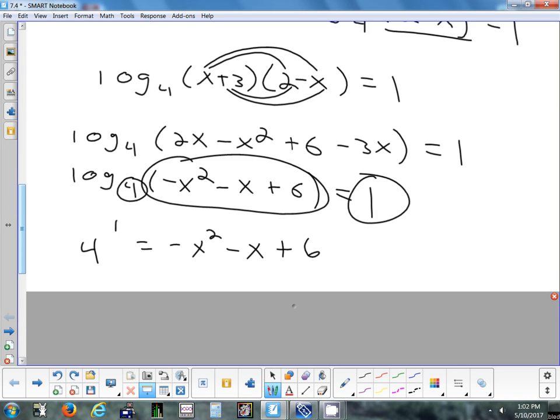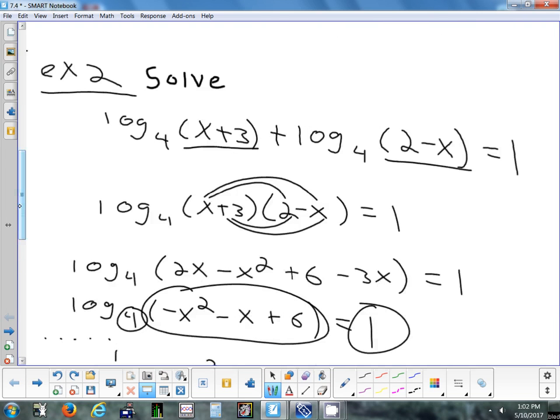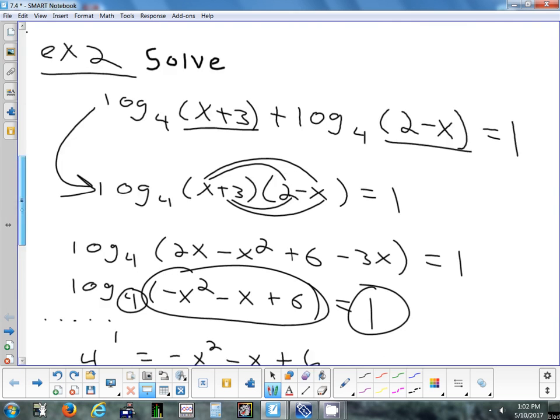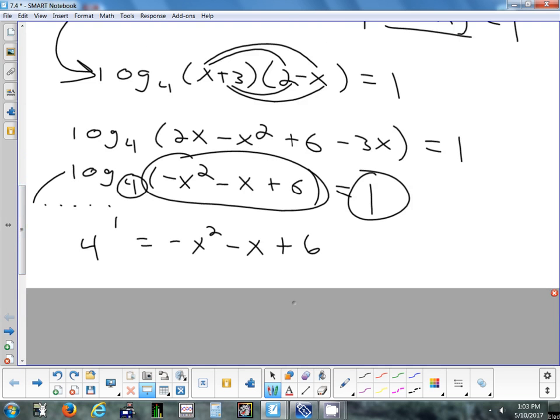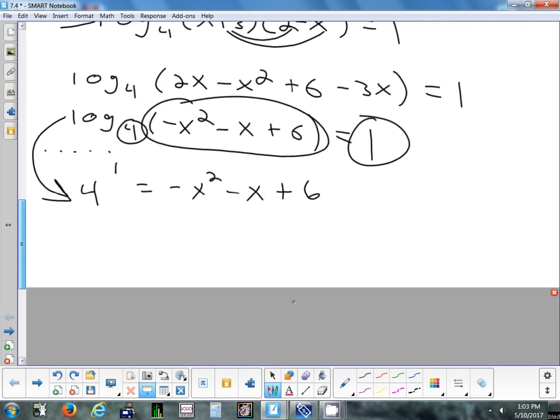Okay. From this step on, it's stuff that you didn't learn in this class. It's stuff you learned back in algebra. This is now solving a quadratic equation. The only two steps in this problem that I taught you was how to get to that step and how to get to that step. The rest of it, we're just going to solve a quadratic.